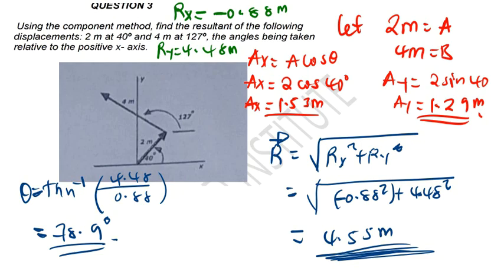In this case, it is in the second quadrant. I'll say 180 minus 78.9. So 180 minus 78.9, I'm getting 71.1.